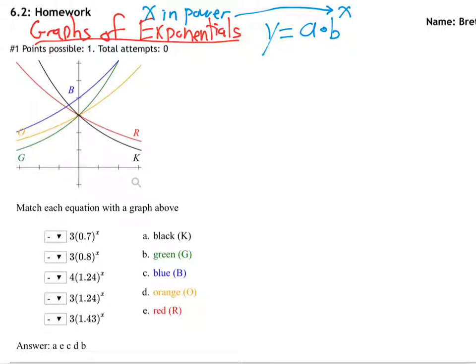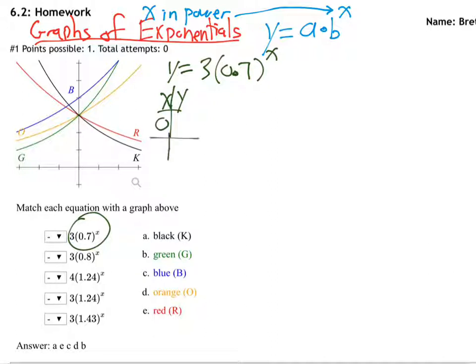That's exponential. So what we want to think about is what's going to happen. Let's take this first one: y equals 3 times 0.7 to the x. And what will make this easiest is to think first, if you're going to make a table and you made x 0, what would the y value be? You'd get y equals 3 times 0.7 to the 0. If x is 0, you plug in 0 for x.